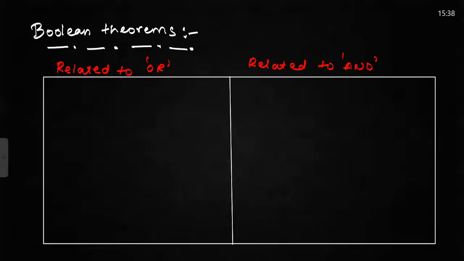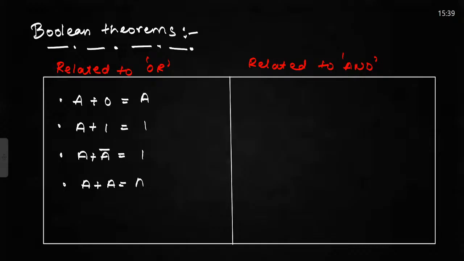For the OR operation, we will have A plus 0, sorry, A or 0, then my output will be A. Similarly for A or 1, my output will be 1. And A or A bar, then my output will be 1. And A or A, then also my output will be A.